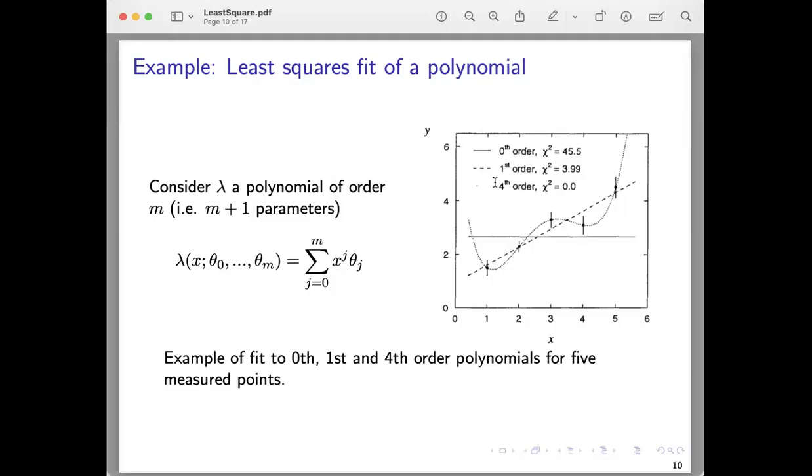Since it goes exactly through all these points, because it has a number of parameters equal to or more than the number of points, the curve passes through each individual point. You can think of that as an overfitting issue.